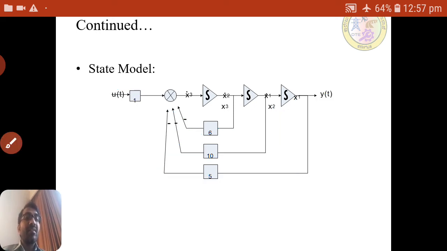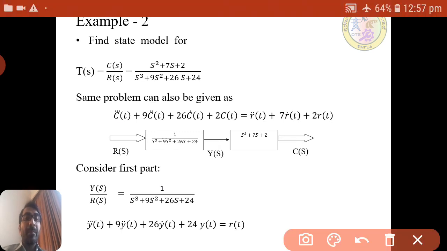The next, let us consider one more example. Find a state model for the transfer function. Again this is also a transfer function, but here, in the previous one we didn't have the C of s.